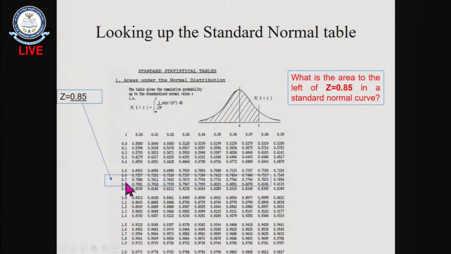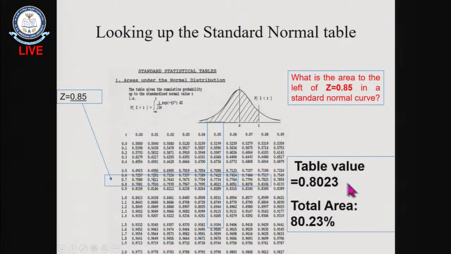Here, 0.85, I can put a box around it. My value z equal to 0.8 is in the vertical direction. Now I go horizontally to 0.05 in this table. The intersection point tells the value. This is the way a student can identify the table value.